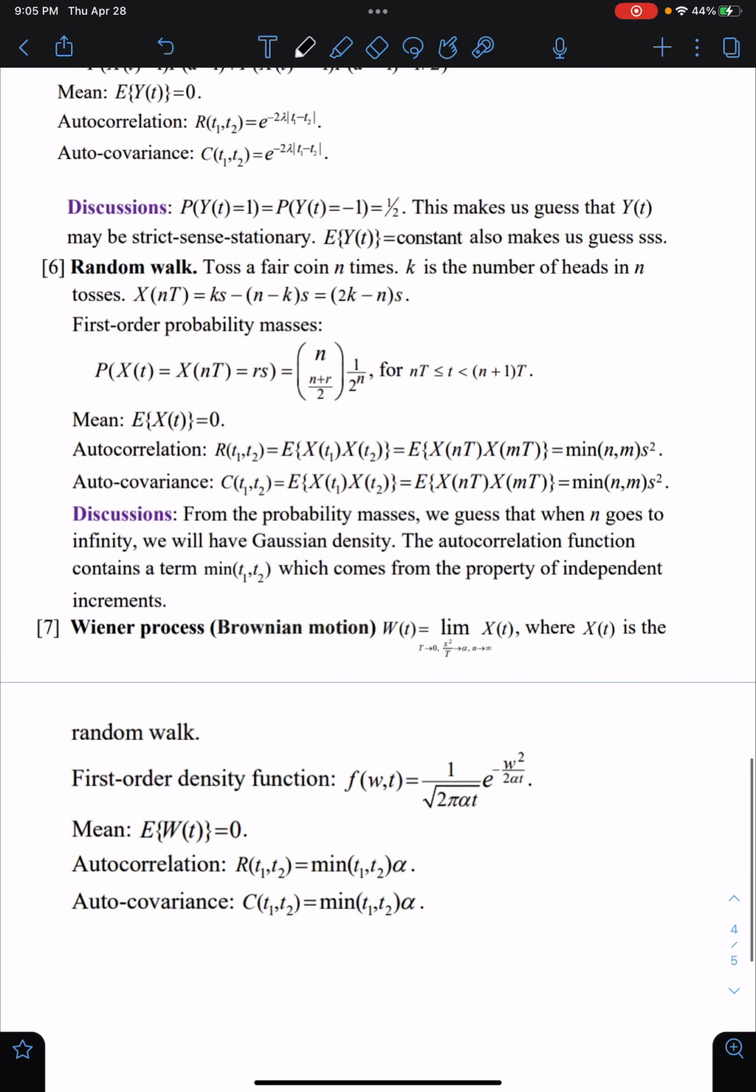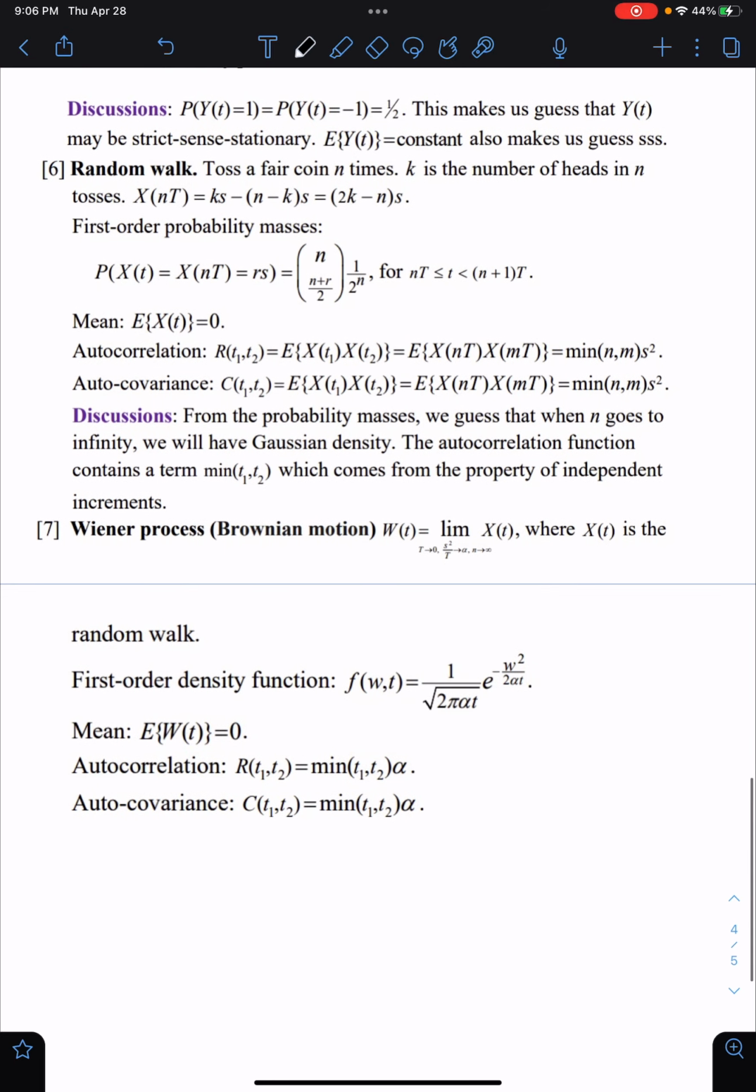Next, we are going to talk about random walk. Let's say we toss a fair coin n times, and we have heads k times, and tails equal to n minus k times. So we have big Xt, which is a stochastic process, equal to the number of heads minus the number of tails, multiplied by s. s is a step. We have this big Xn equals (2k minus n) times s.